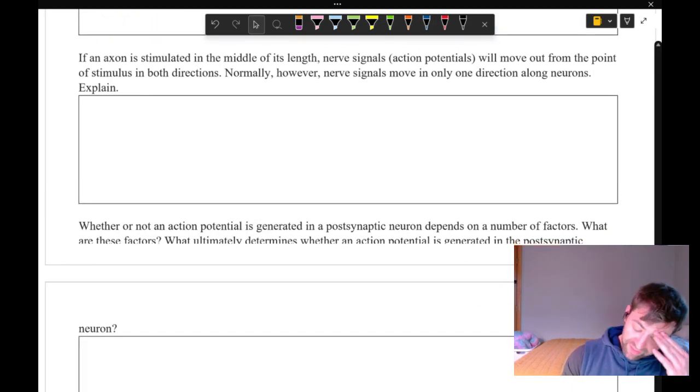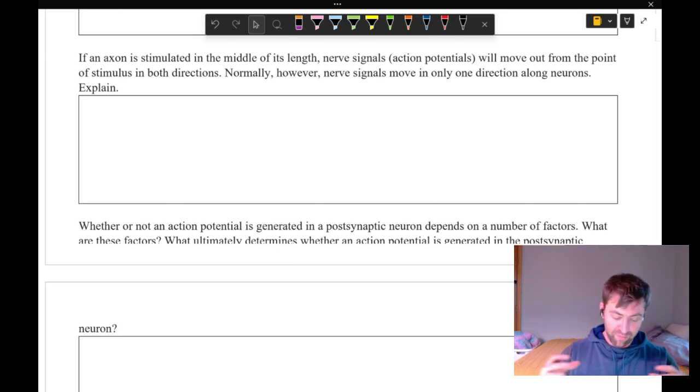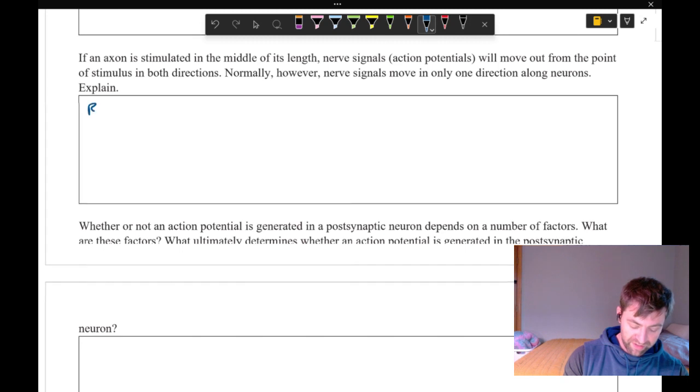If an axon is stimulated in the middle of its length, nerve signals or action potentials will move out from the point of stimulus in both directions. Normally, however, nerve signals move in only one direction along neurons. Why is this? And this again is that refractory period.